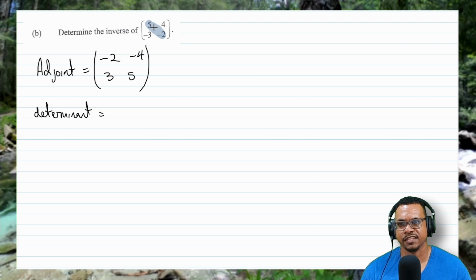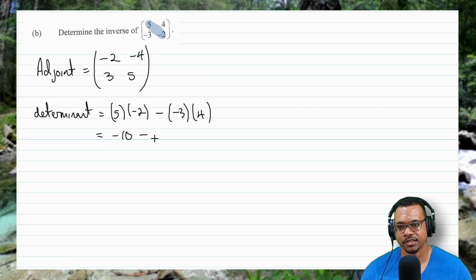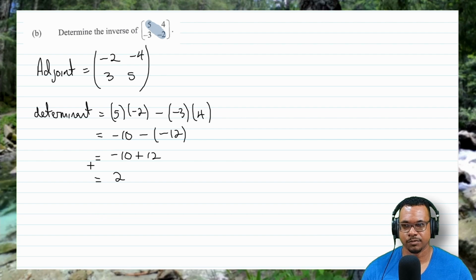which is the product of the leading. So that's 5 by negative 2. Take away the product of the non-leading, which is negative 3 by 4. So 5 by negative 2 is negative 10. Take away negative 3 by 4 is negative 12. Two negative signs, and you multiply them and get a plus sign. So negative 10 plus 12. That's just positive 2. So the determinant is positive 2.